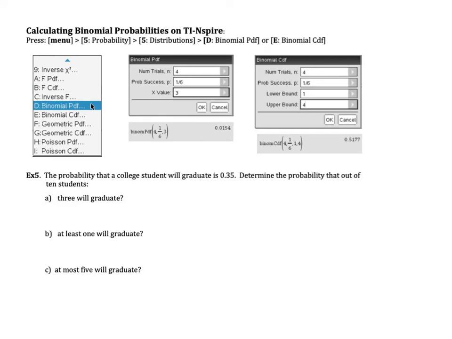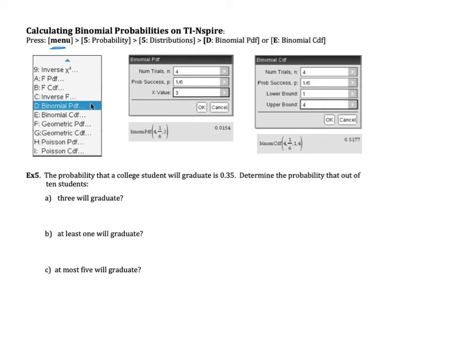Okay, now we're going to talk about how to use your calculator, because we don't always make you calculate binomial probabilities by hand. We also will ask some of these binomial probability questions on the calculator portion of your assessments. So I'm not going to show you my calculator, but hopefully these screenshots will be good enough.